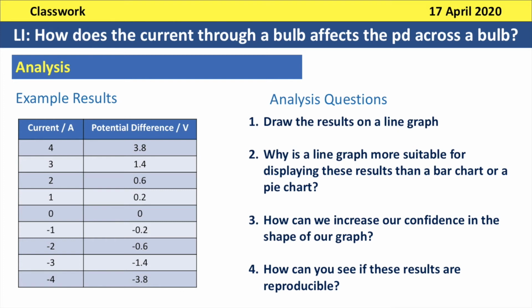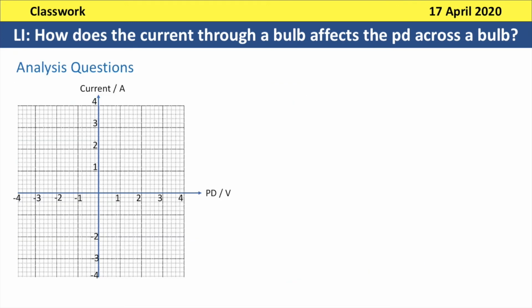The first thing is I would like you to draw these results on a line graph for me, please. Then I would like you to consider why a line graph is more suitable for displaying these results than drawing either a bar chart or a pie chart. Then I would like you to consider how we can increase our confidence in the shape of the line of best fit of our graph. And then finally, consider how we will go about seeing if the results of this investigation are reproducible.